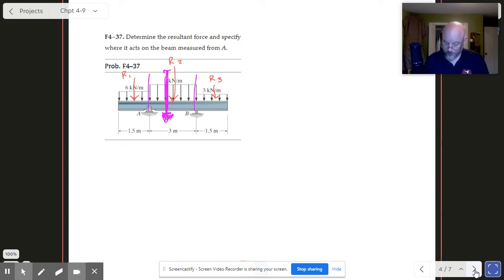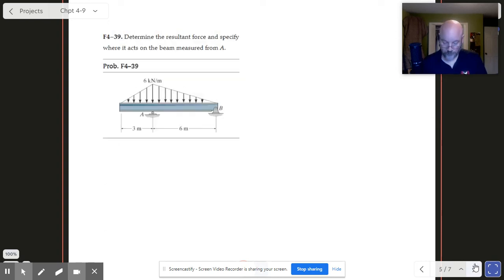Okay. The next one. Okay, here we've got two triangles. And so we'll cut it right down the middle. And one of those is going to have a resultant over here. Maybe we'll call that R2. And then the other one's going to be over here. We'll call that R1.